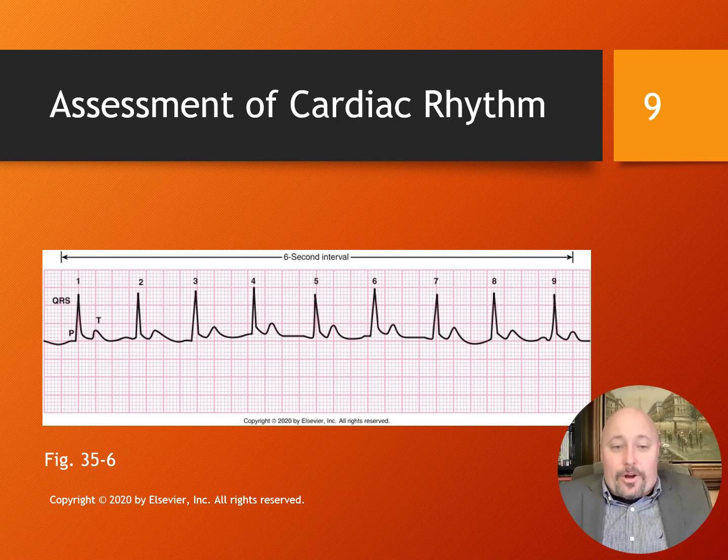When assessing that cardiac rhythm, first we want to look at regularity. Is each of those QRS intervals striking at a regular beat? If we start seeing it to be irregular, we know we've got some sort of dysrhythmia, possibly AFib or something else throwing off our timing.